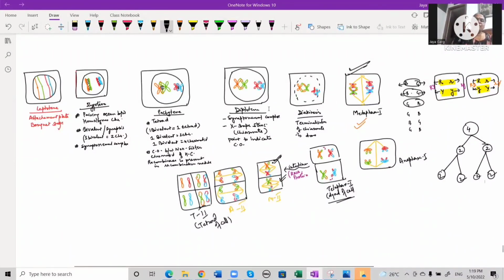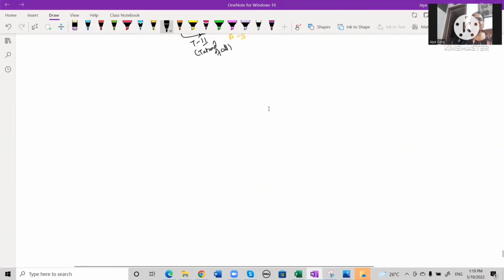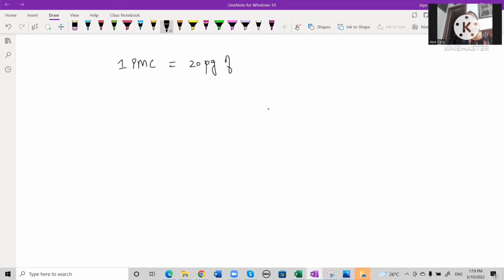Now see the numerical questions based on it. Suppose I ask you a question: one PMC, pollen mother cell, has 20 picogram of DNA in G1 phase. How much DNA is present in the gamete? This is my question. How to solve?